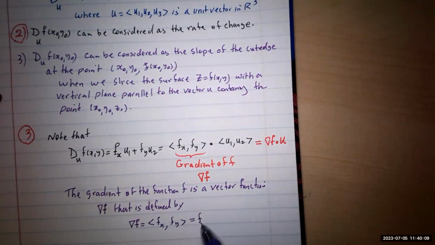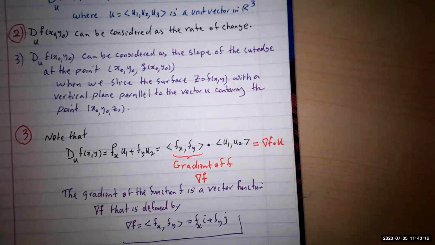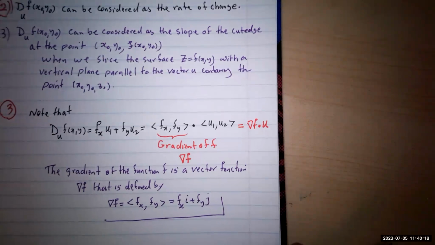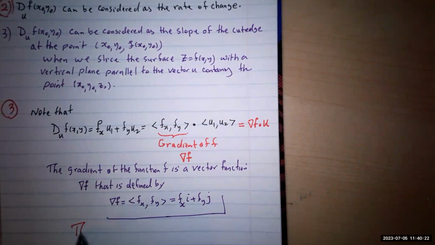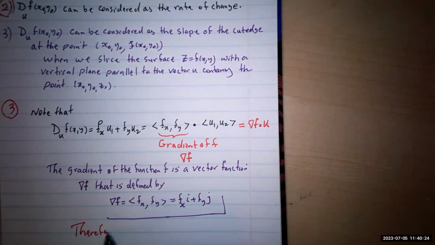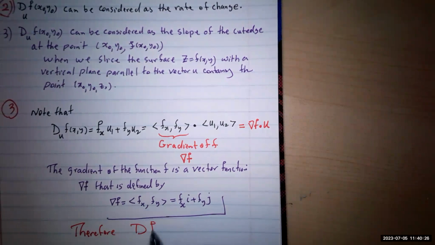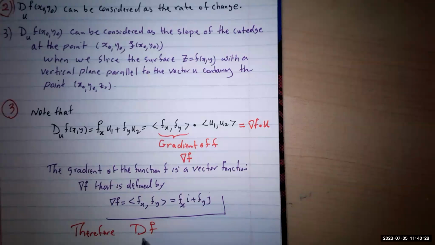In vector form, it's going to be f_x i plus f_y j. Very important quantity, and you will see quite a lot of it. So therefore, this is another format. The directional derivative of f in the direction of u is simply the gradient of f as a vector dot u.